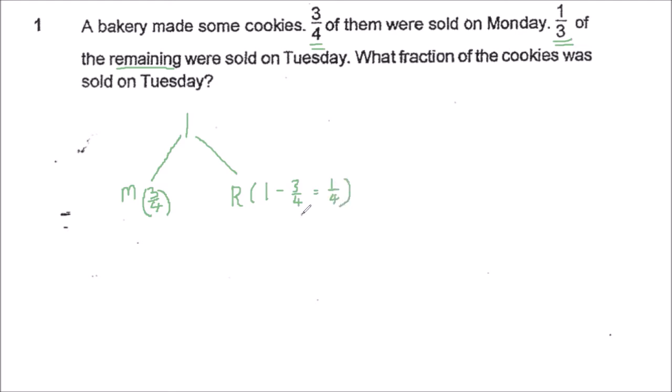And guys, for Tuesday, this is Tuesday, it is 1/3 of the remaining. So one-third of the remaining, one-third of something is multiplying. So this is actually multiply. So it will be just one-third times the remaining, which is 1/4. That will give us 1/12. Okay, so this is the answer.